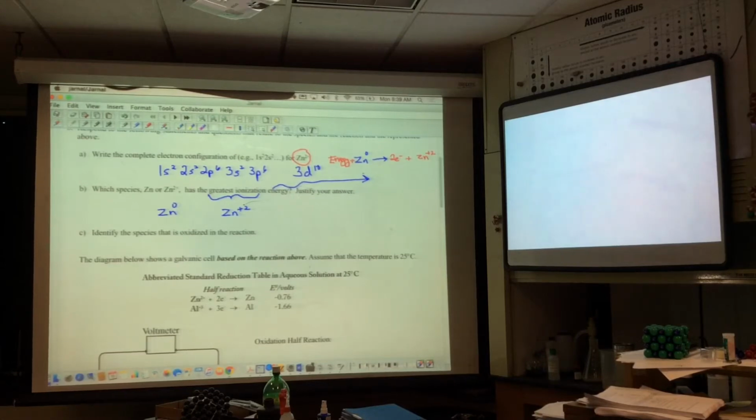Now, who do you think is going to take more energy to pull electrons away? Who has the greatest? Zinc plus 2. So this one would be it. Now they want you to justify your answer. Why would it take more energy? The electrons in zinc plus 2 are more stable because you are pulling electrons from what?